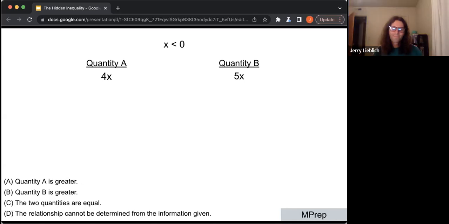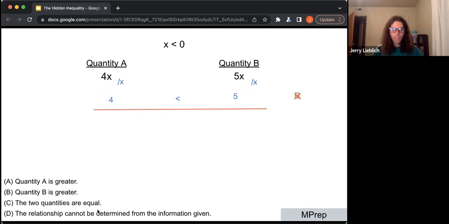Okay, so it may be very tempting here. I see I've got x on both sides, to divide both sides by x. That would give us 4 and 5, which makes it seem like B is bigger. But that's not right. So let's look at why.